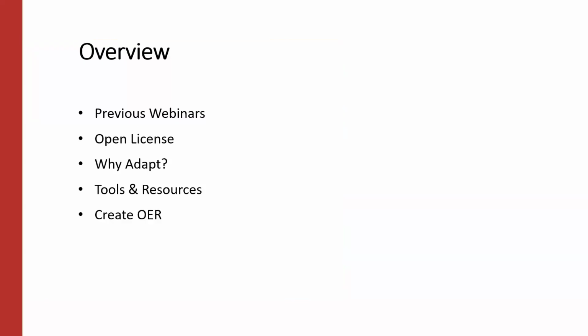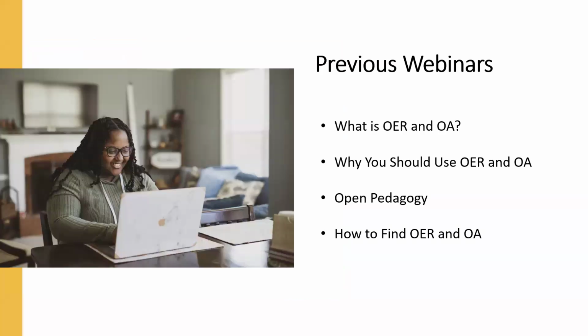So here's what we're covering today. Essentially, it's a look at why and how you may want to adapt OER, including some tools and resources you can use. Many of these are housed on the UDC Library website. So if you forget everything I mentioned here today, just know you can find it again through the UDC Library website. This is the last webinar in this series. If you missed any of our previous webinars, which covered other aspects of OER and OA, you can find those recordings on our YouTube page.